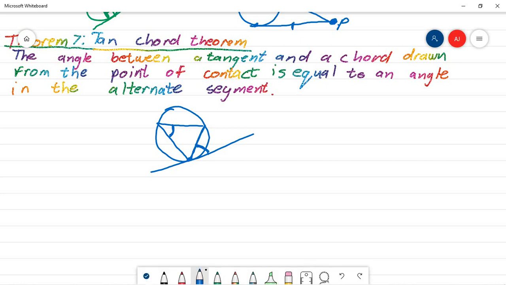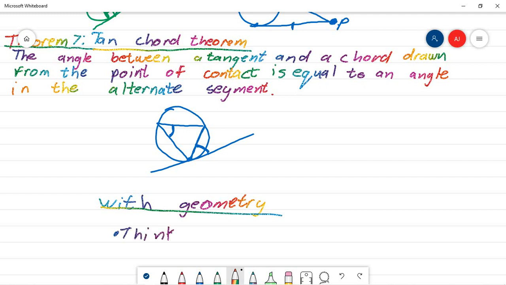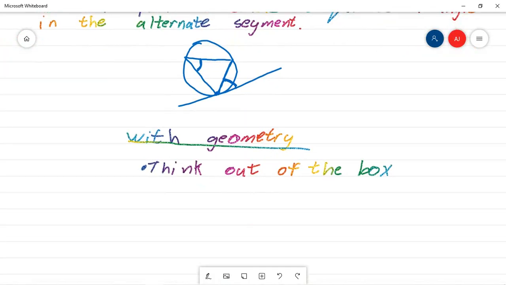Now to give you a few hints. With any geometry, expect to think out of the box. The reason for this is most of the time they'll combine these theorems in ways you couldn't or can only imagine. So the question is never going to look exactly the same as the ones you did in class, no matter how hard you try. So here you're going to have to think out of the box.